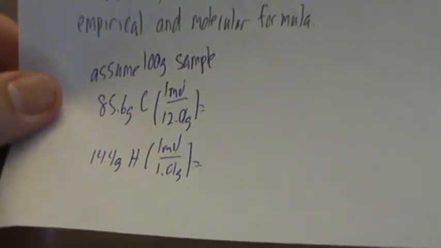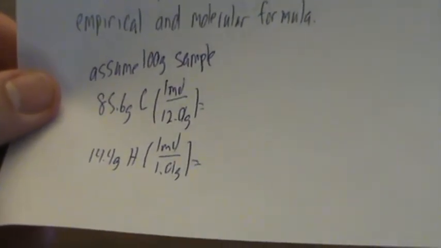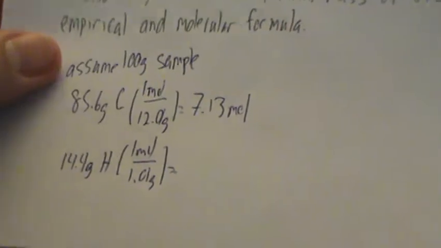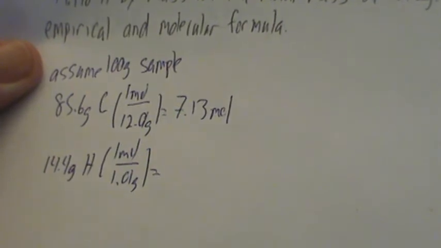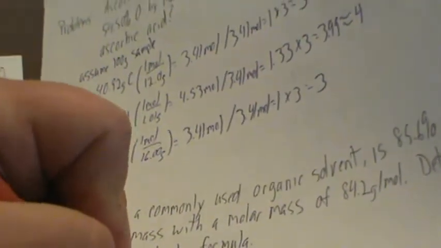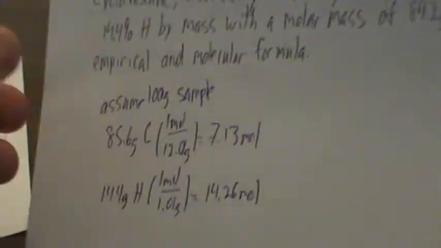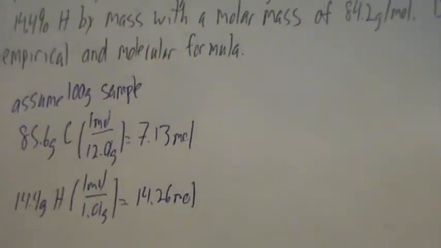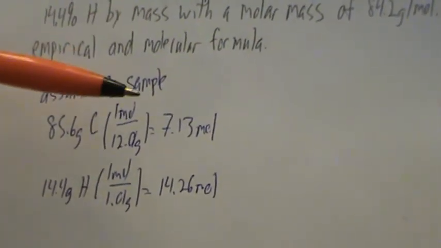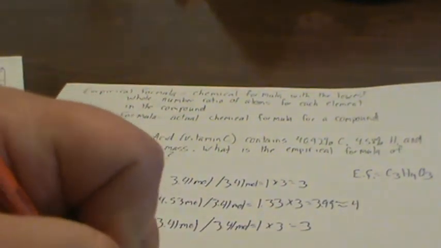So 85.6 divided by 12.01. We have 7.13 moles of carbon, 14.4 divided by 1.01, and we have 14.26 moles of hydrogen. Then the next thing is, like what we did with the first example, we're going to divide by the smallest number of moles. Well, our smallest number of moles is going to be the 7.13. So divide each of them by 7.13 moles. And that should give us 2.